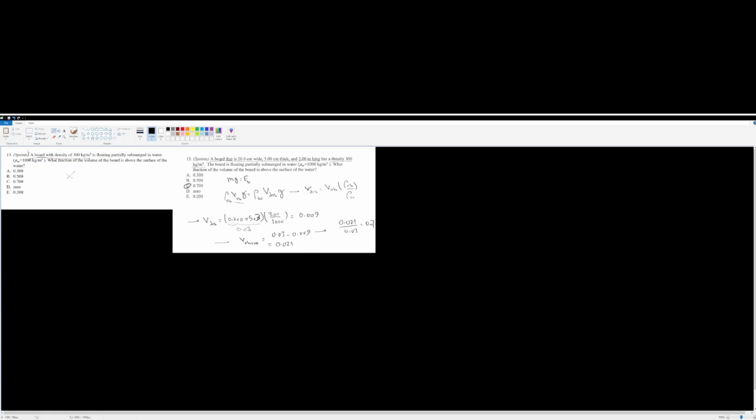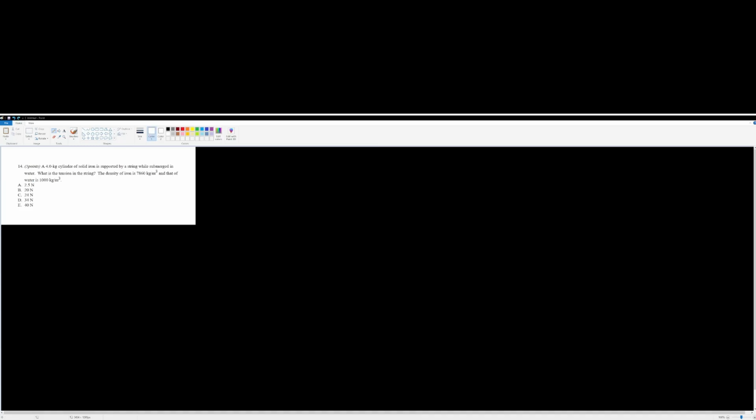The g's cancel. This is how you get the volume of the displaced water, which is equal to the volume of the object within the water. And as we went over in the tutoring lesson, you end up getting this 0.7. And so that's what you would get if you had enough information. But I just wanted to quickly show you that that may have been why you were confused as well. So yeah, that's number 13. We'll move on to number 14 now.